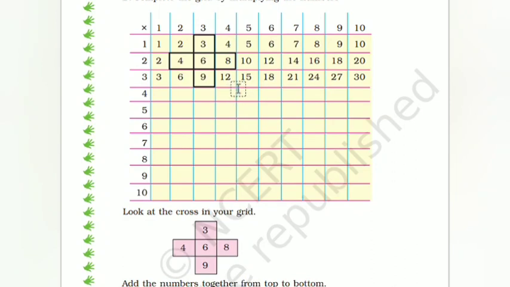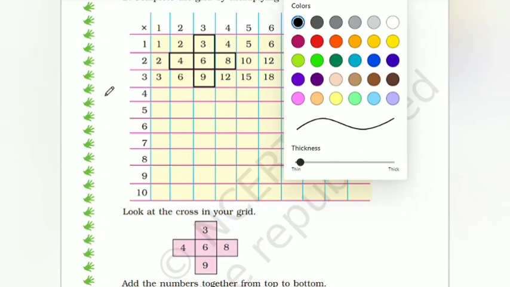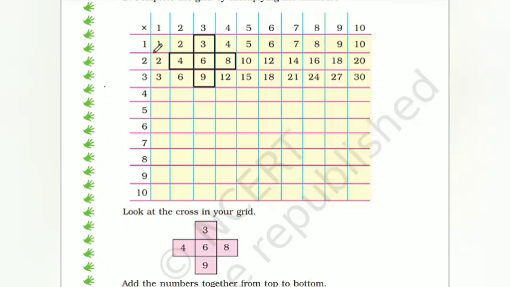Complete the grid by multiplying the numbers. In this row 1 to 10 is given. In this column also 1 to 10 is given. What we have to do is multiply crosswise. When 1 is multiplied with 1, we get the answer 1. 1 multiplied by 2, we get 2. Then 1 multiplied by 3, we get 3. Likewise, we have to multiply each number with the numbers on this side. Okay, 2 multiplied by 2, we get 4. We have to complete this.